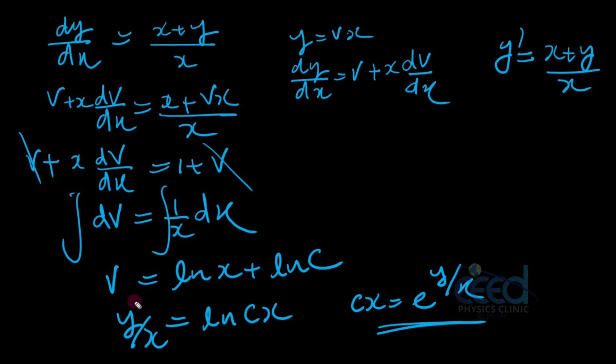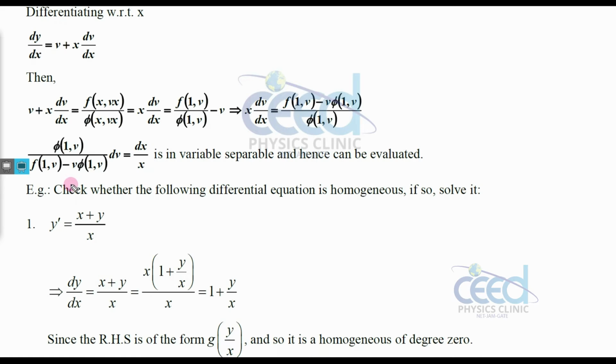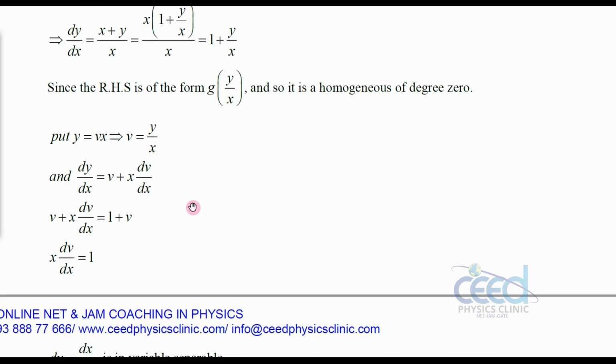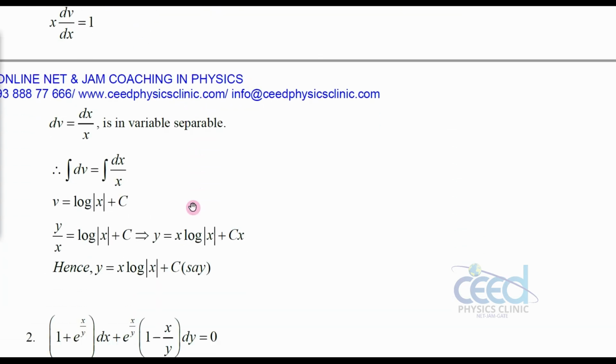From it I can directly write y by x is equal to... In the options, whichever way the answer is given, we have to form it accordingly. So this is all about this problem, and then we can go to the next problem. This is the solution. Let us go to the main problem, yes, this is the problem which we have done here. I can say here y by x is equal to log x plus c. They have not taken c as log c, so you may take it like that also.